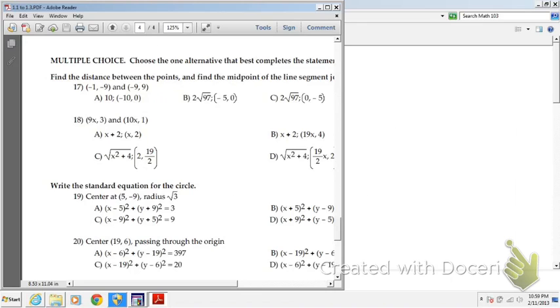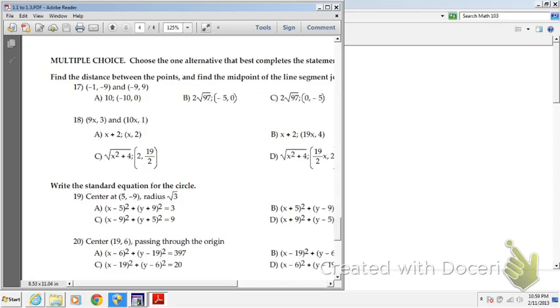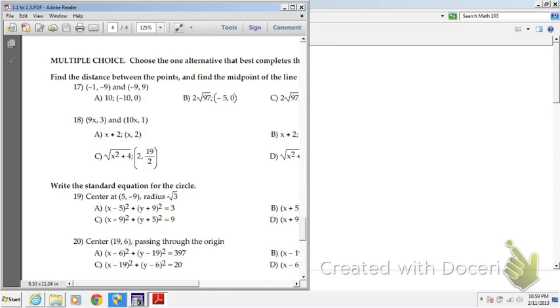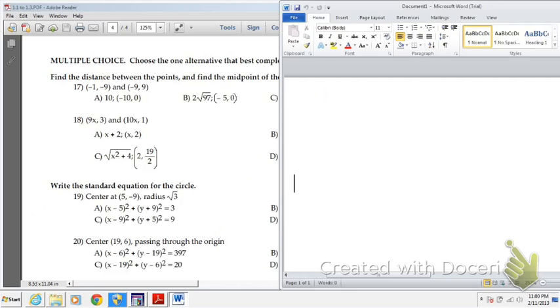Okay, in this next problem, number 17, we're told to calculate the distance and the midpoint between those 2 points. So, long story short, you have to retrieve from your memory, hopefully, the formulas for distance and midpoint. So the first thing I'm going to do is say, gee, do we have those formulas memorized?